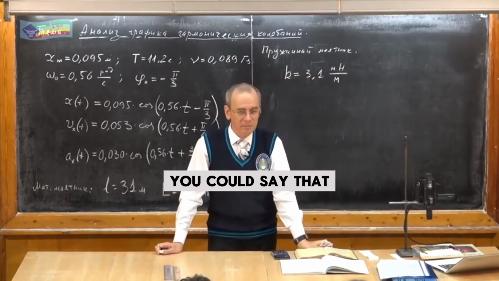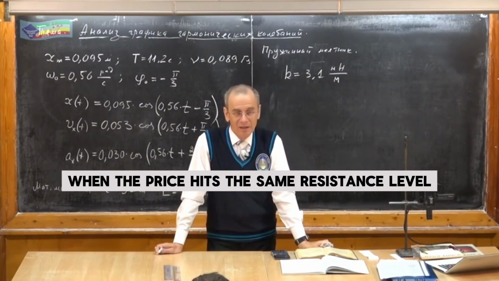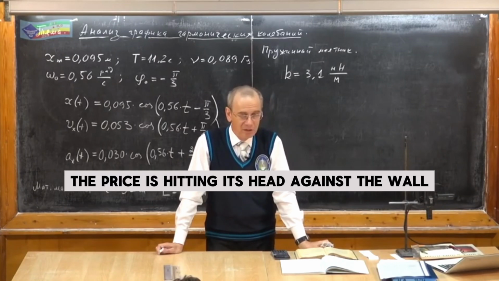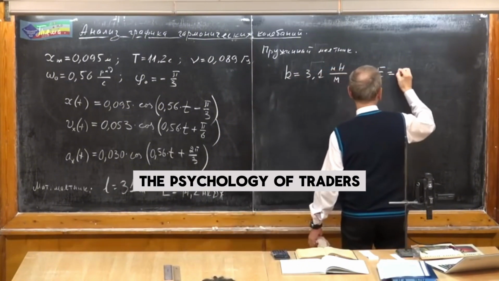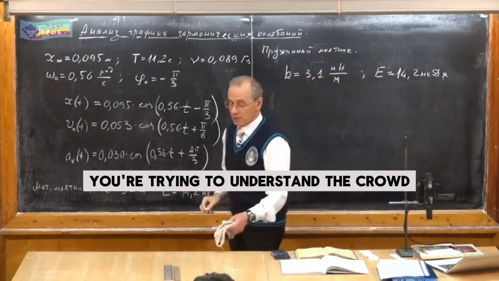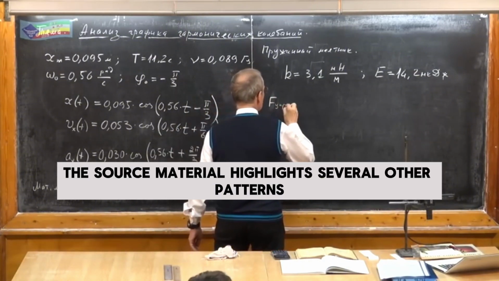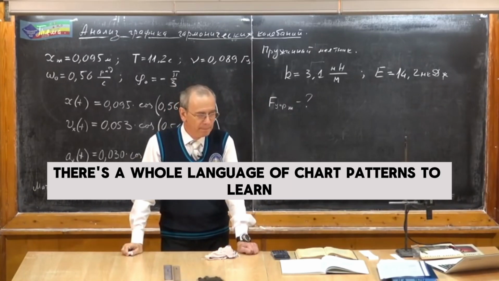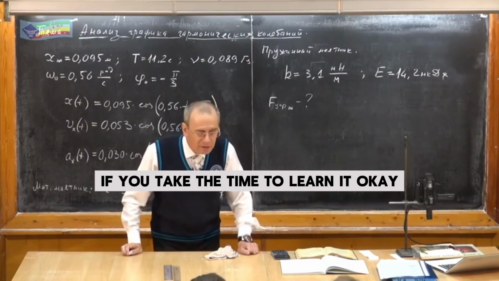You could say that. And then the triple top pattern is another bearish reversal pattern that forms when the price hits the same resistance level 3 times and fails to break through. It's like the price is hitting its head against the wall. Exactly. And these patterns are based on the psychology of traders and how they react to certain price levels. So it's like you're trying to understand the crowd mentality of the market. Right. And the source material highlights several other patterns like gaps and saucers and the T30. Wow. There's a whole language of chart patterns to learn. There is, but it's a language that can really pay off if you take the time to learn it.